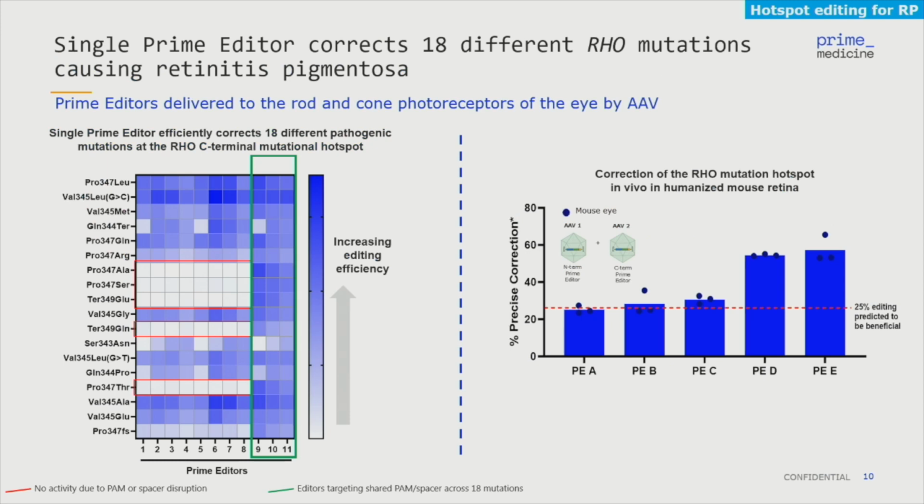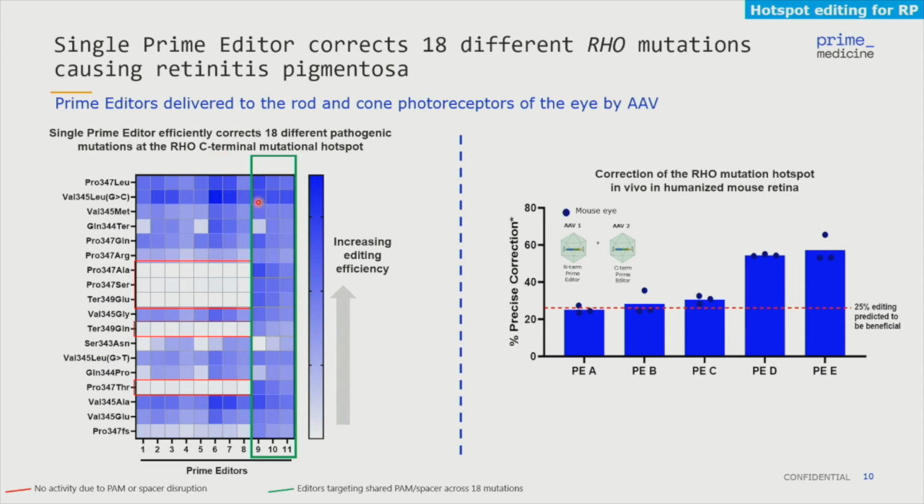And I'm just showing you one example from one of our retinal degeneration programs. So this is not cystic fibrosis again, but just to show you, this gene Rho, or rhodopsin, is mutated. It's one of the commonest causes of retinal degeneration. We're developing prime editors to help these patients. And one cluster of 18 mutations is found at the C terminal of the rhodopsin gene.